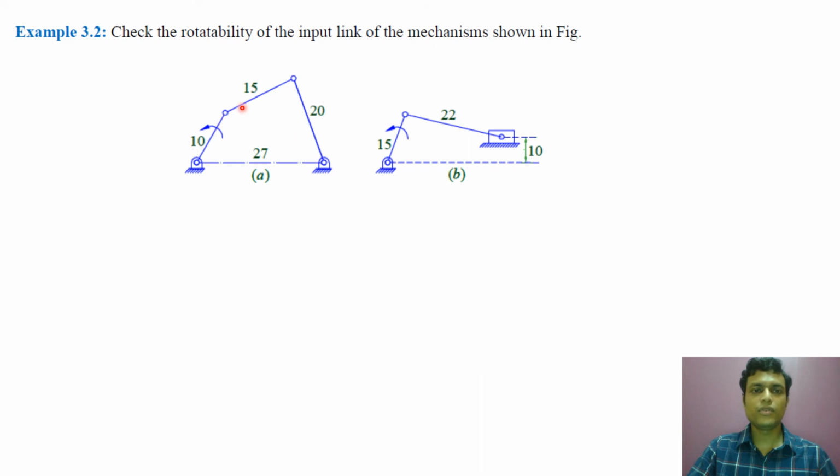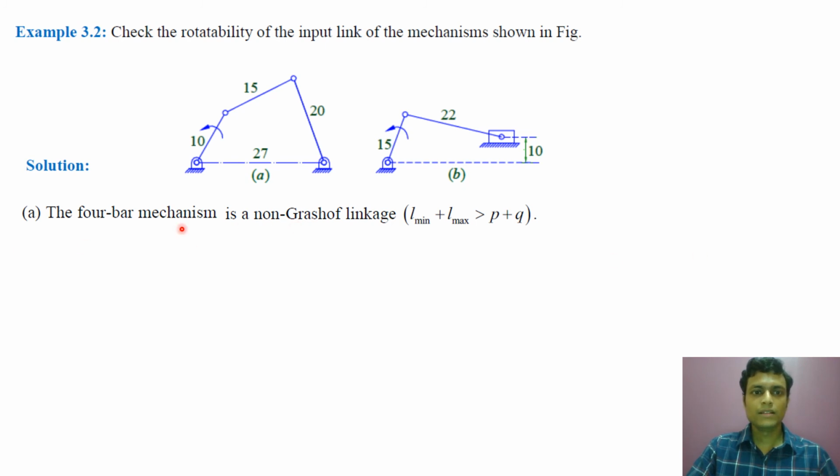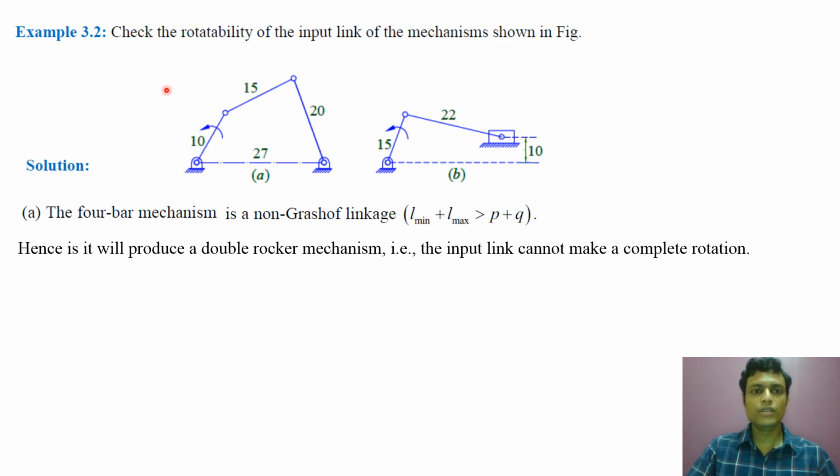So this is a 4-bar linkage. Let us check first whether it is a Grashof or non-Grashof link. What is the shortest link? 10. What is the longest link? 27. So 10 plus 27 is greater than 15 plus 20. So this is a non-Grashof linkage, because 10 plus 27 is greater than 15 plus 20. So it will produce a double rocker mechanism and the input link cannot make a complete rotation.